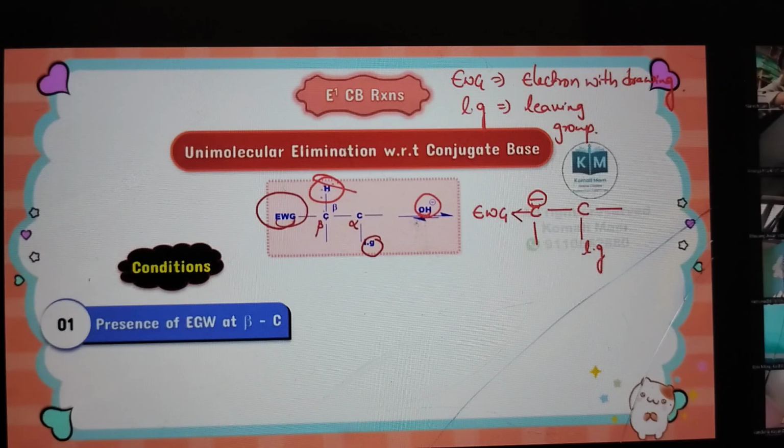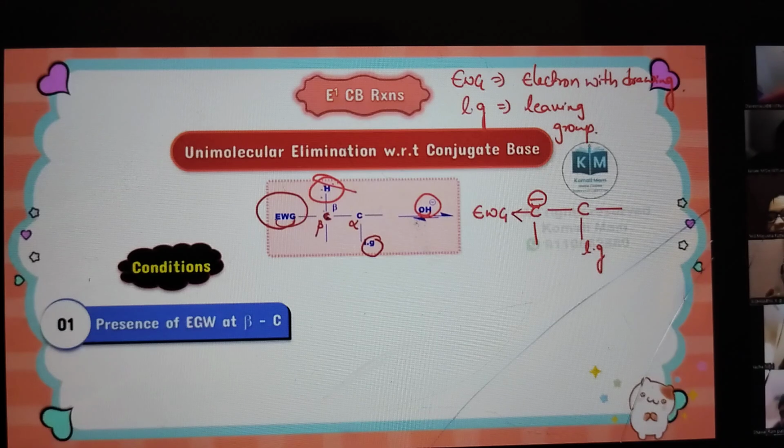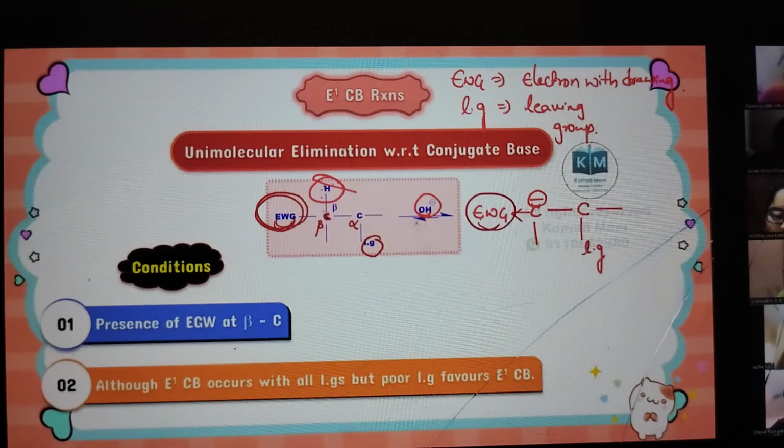Now, let us see the conditions, everybody. Presence of electron withdrawing group at beta carbon. See, this is the carbon now. Here electron withdrawing group is there. It will pull the electron so that carbon anion will form. This carbon anion gets the stability because of this electron withdrawing group. It pulls the electron so that negative charge decreases on that carbon and stability increases on that carbon. So the must condition is electron withdrawing group.